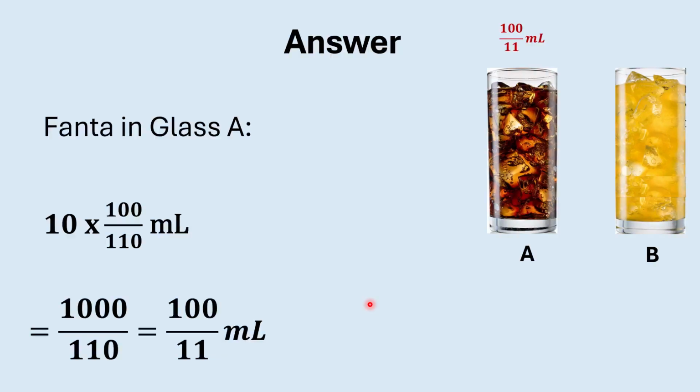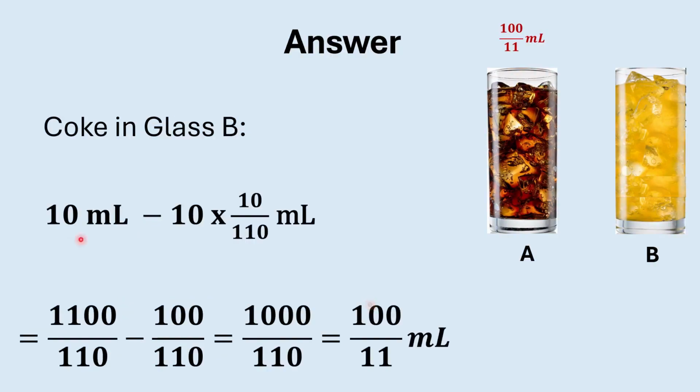And then we can calculate the amount of Coke in glass B, because in the first step, we added 10 milliliter of Coke in glass B, and in the second step, we took out 10 times 10 over 110 milliliter of Coke from B. So that means the amount of Coke remaining in glass B is equal to 10 minus 10 times 10 over 110. Okay, to calculate it, firstly we can convert 10 to 1100 over 110, because we want to have the same denominator as the other fraction, which is 100 over 110.